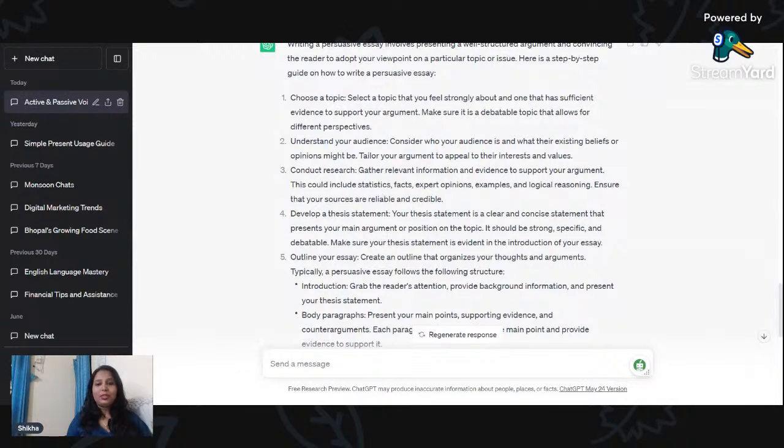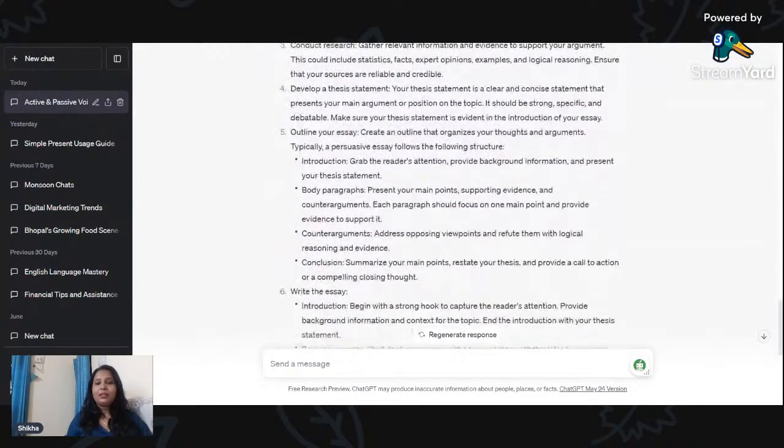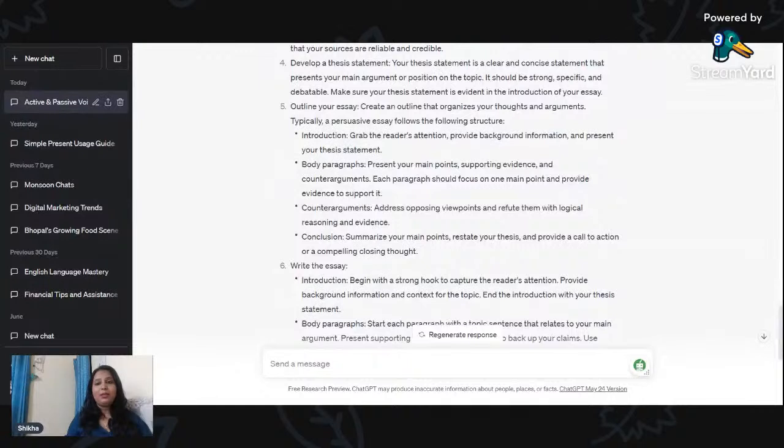This could include statistics, facts, expert opinions, examples, and logical reasoning. Okay, develop a thesis statement. Your thesis statement is a clear and concise statement that presents your main argument or position on the topic. It should be strong, specific, and debatable. Make sure your thesis statement is evident in the introduction of your essay.